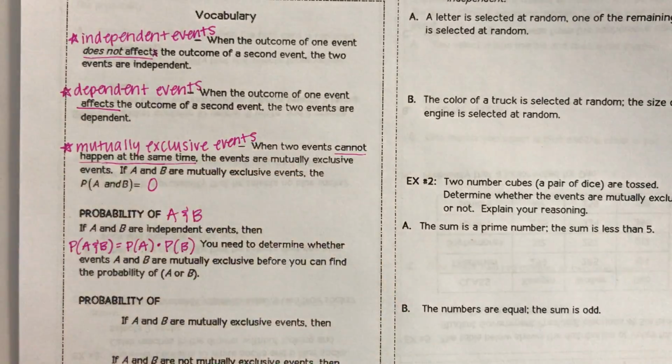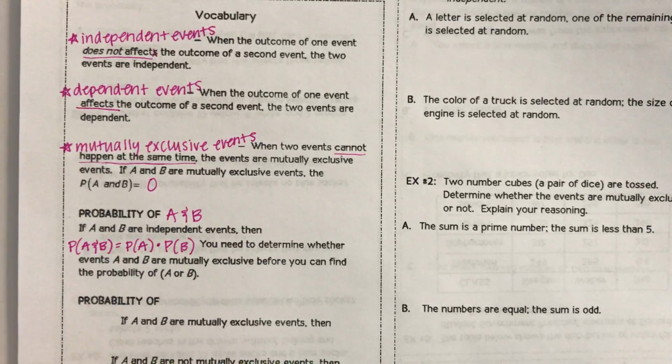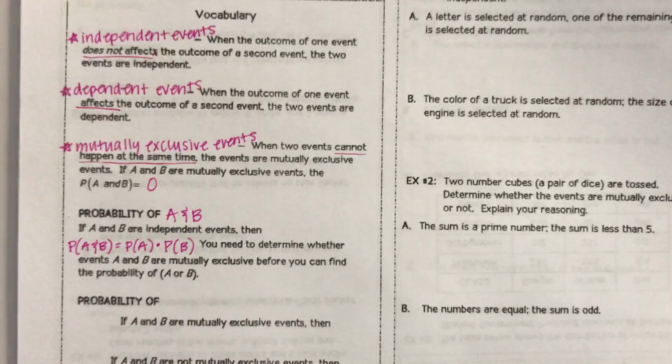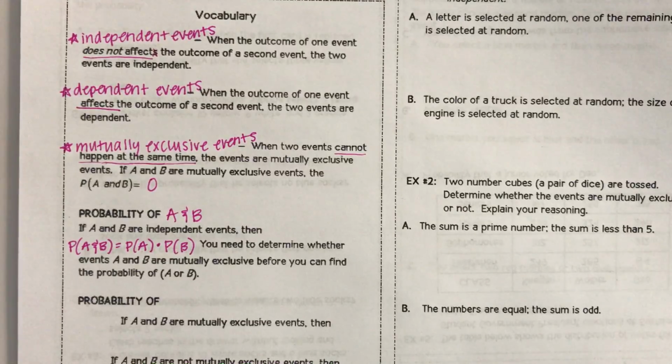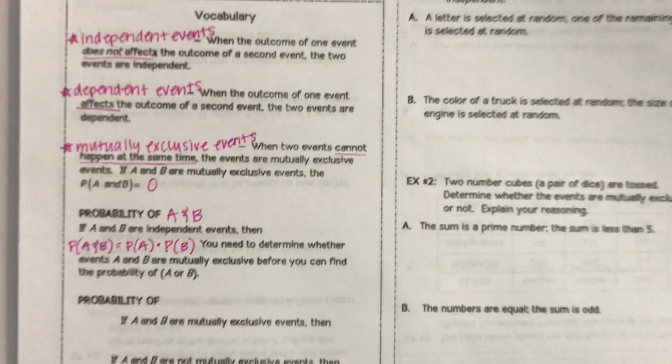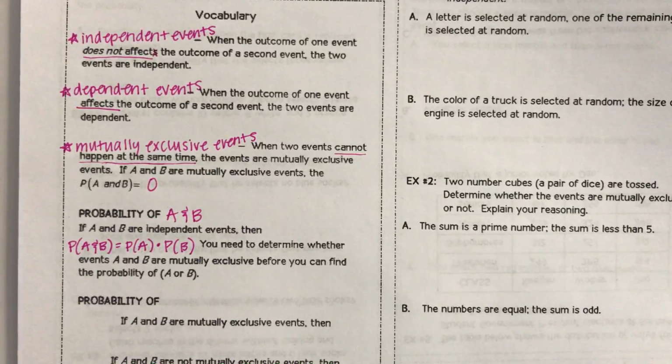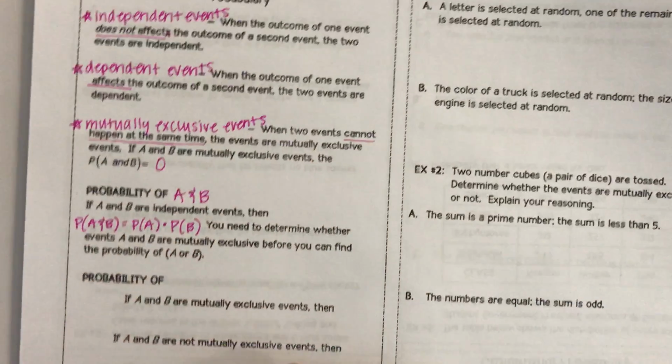We kind of saw this with throwing 2 coins and getting a head and then another head. That's 1/2 times 1/2. So those two are independent. Flipping one coin does not have an effect on the other coin. Or flipping a coin once has no effect on if I flip it again. It doesn't matter. Okay? You need to determine whether events A and B are mutually exclusive before you can find the probability of A or B. This is supposed to say A and B, but whatever.